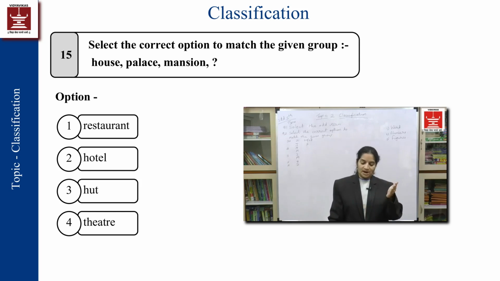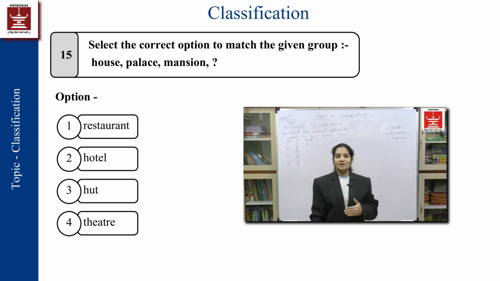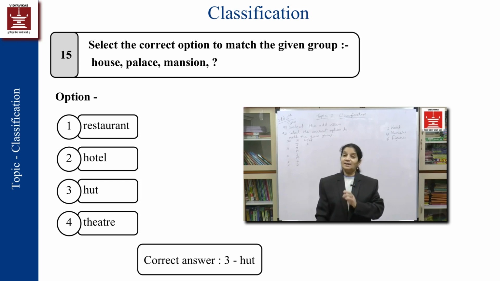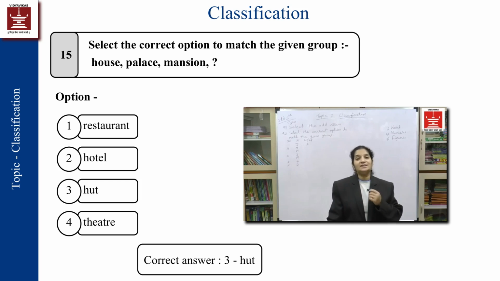Now we know that the words house, palace and mansion are used for dwelling purposes. These are the places where we reside, where we live. From the given options, restaurant is not a place where we live. Hotel is also not a place where we live. Maybe you have lodging and boarding over there, but it is not a place where we are permanently going to stay. But hut is a place, or cottage. If one of the options is cottage or hut, then these are words similar to house. Theatre is again a place where we go for entertainment. It's not a place where we are going to stay.